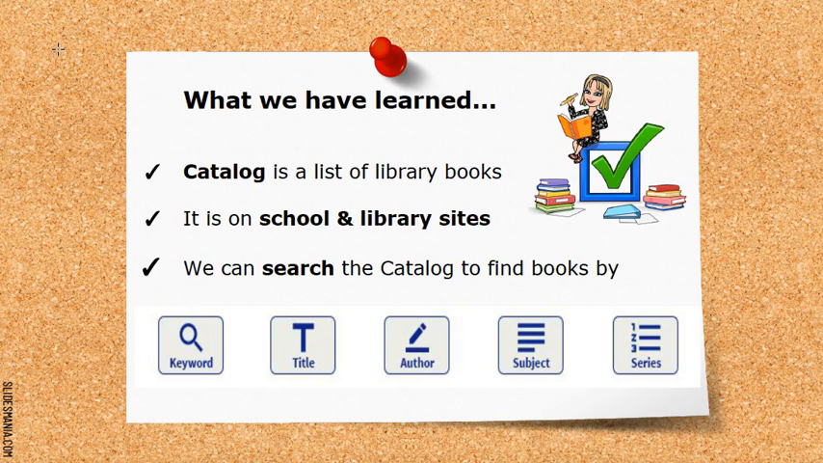Let's review what we have learned. A catalog is a list of all library books and materials in the library. Our library catalog is called Follett Destiny. We can find a link to the library catalog on the school and library websites. We can search for books by keyword, title, author, subject, and series.